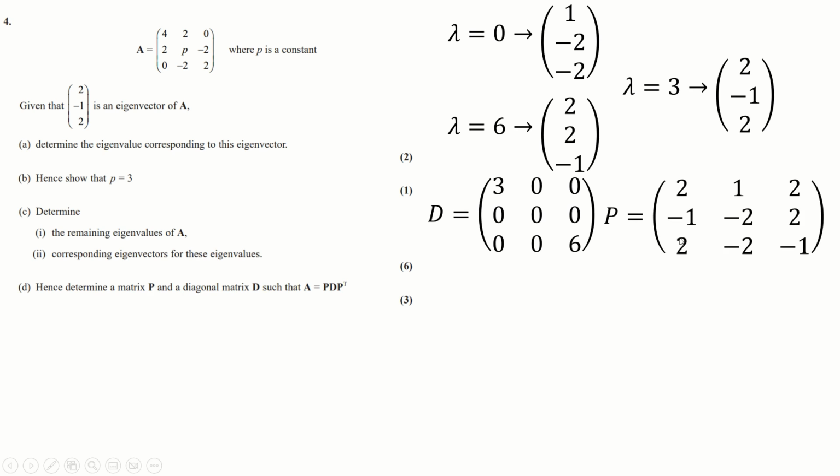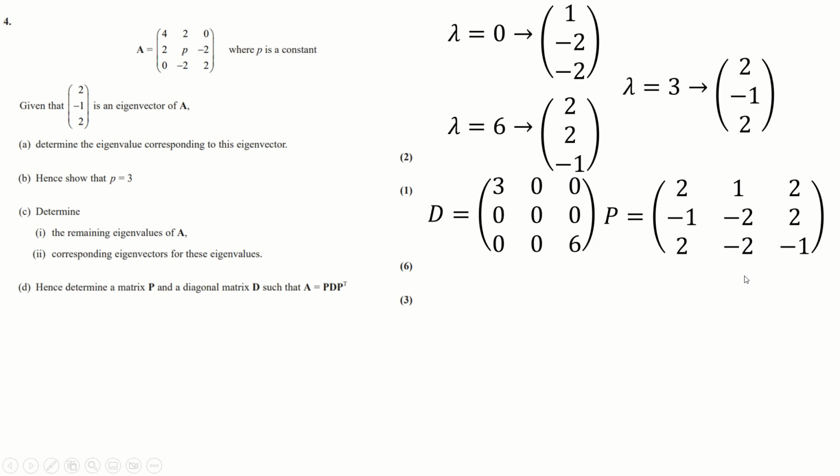So the first column of P needs to be the eigenvector for 3. That's 2, minus 1, 2. The second column in my case needs to be when the eigenvalue is 0, and the third column needs to be when the eigenvalue is 6. If you did these as 3, 6, 0, then you just swap those two vectors around.